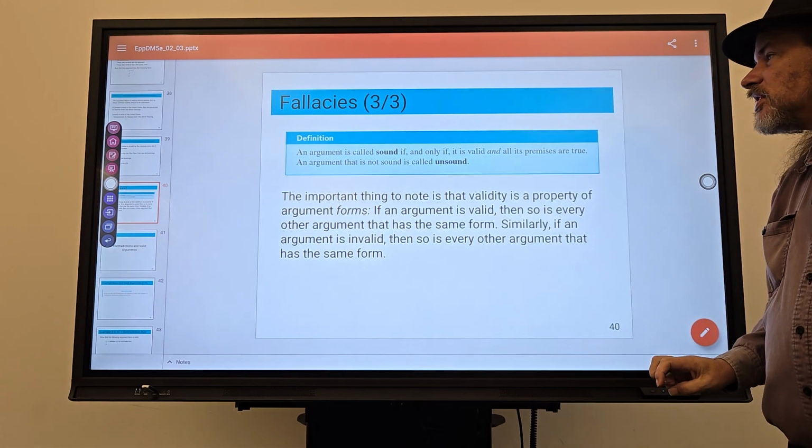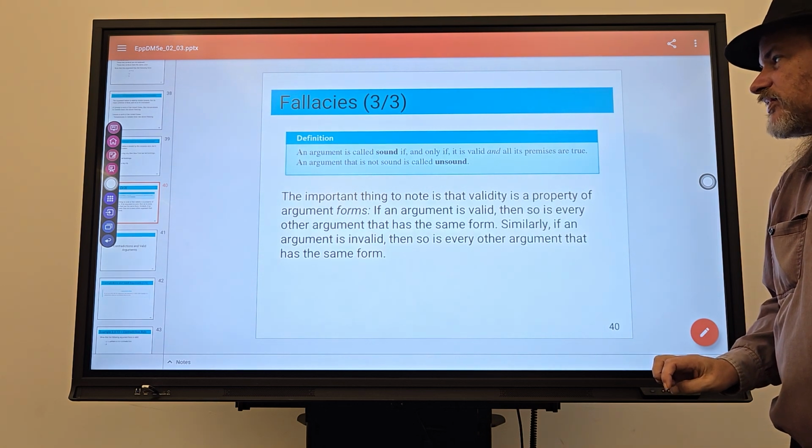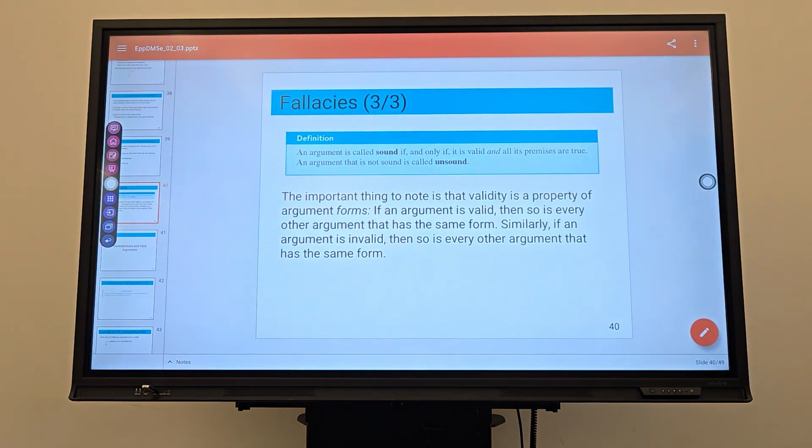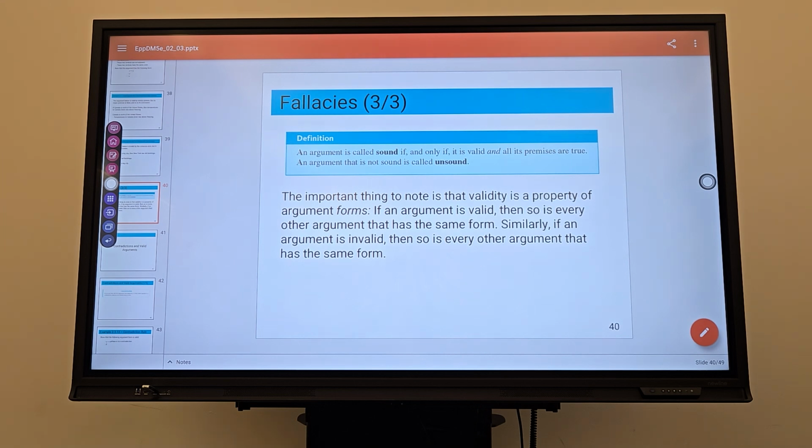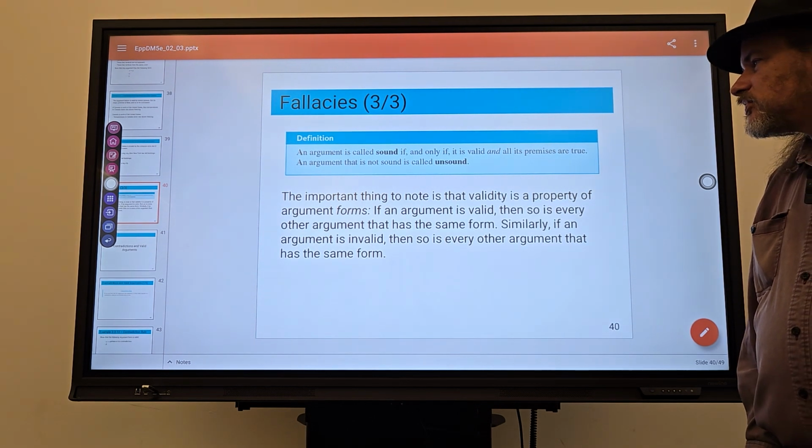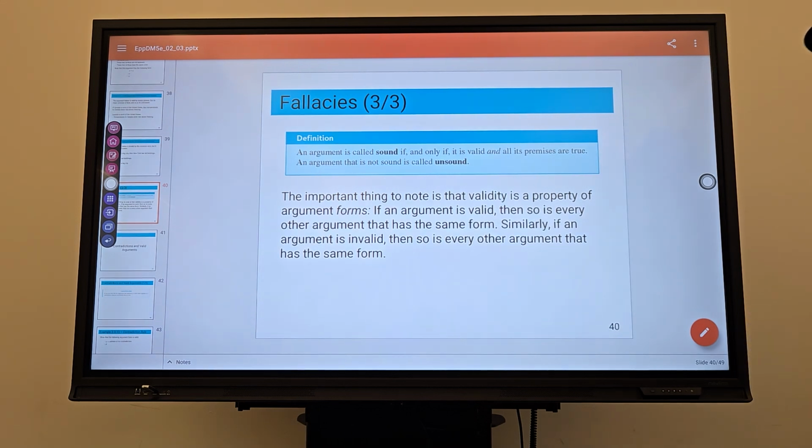An argument is called sound if and only if it is valid and all its premises are true. An argument that is not sound is called unsound. Kind of a gimme there. The important thing to note is that validity is a property of argument forms. If an argument is valid, then so is every other argument that has the same form. Similarly, if an argument is invalid, then so is every other argument that has the same form.